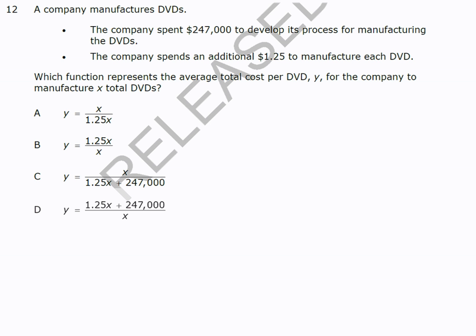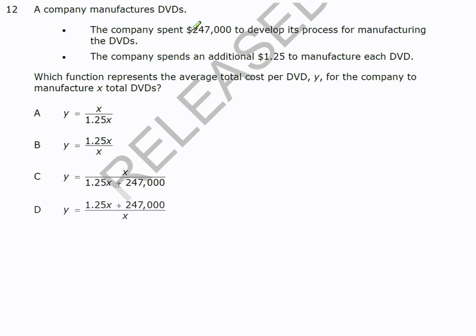Let's get started. A company manufactures DVDs. The company spent $247,000 to develop its process for manufacturing the DVDs. The company spends an additional $1.25 to manufacture each DVD. Which function represents the average total cost per DVD, Y, for the company to manufacture X total DVDs? So now that I have read it once, I'm going to go through and highlight key information.